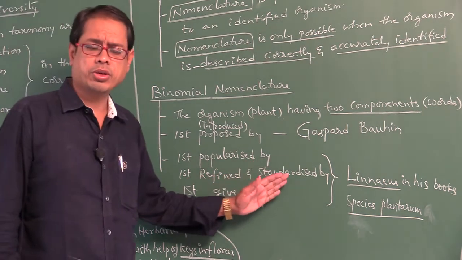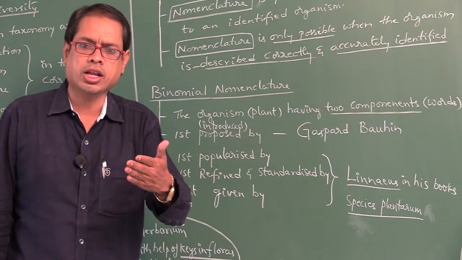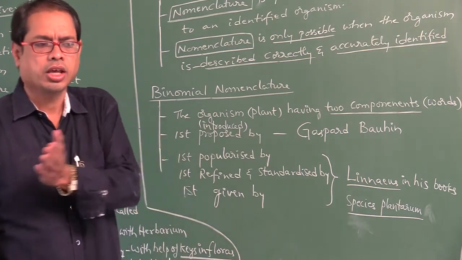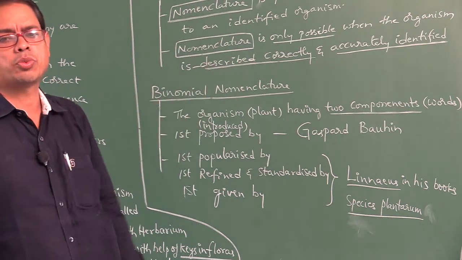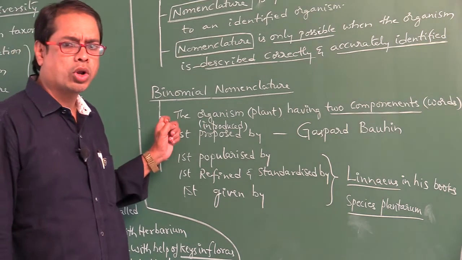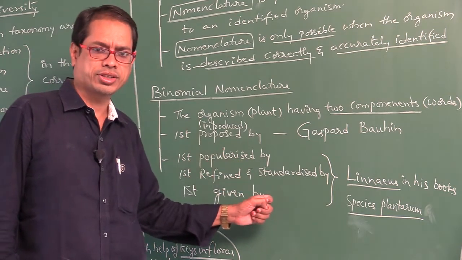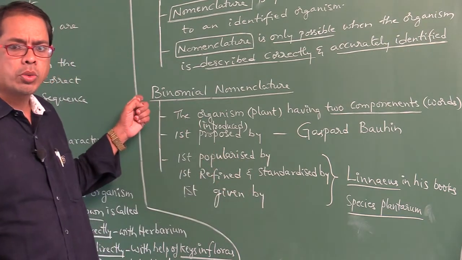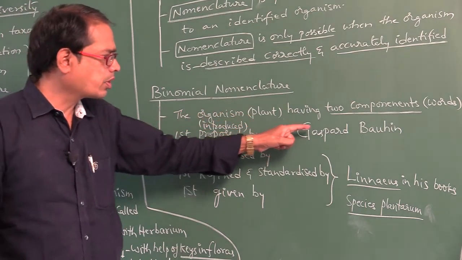How was it popularized? Linnaeus wrote a book called Species Plantarum. That book was read by all the other scientists, and thereafter binomial nomenclature was popularized. Binomial nomenclature was popularized by Carolus Linnaeus, and it was first introduced and proposed by Gaspard Bauhin.